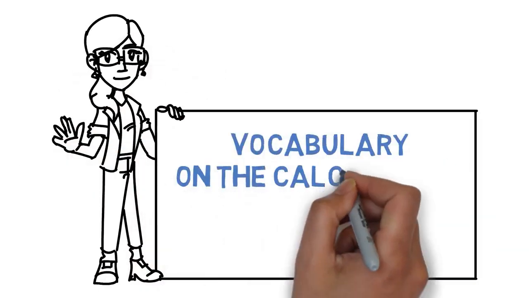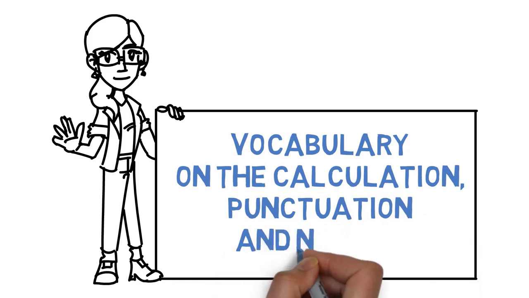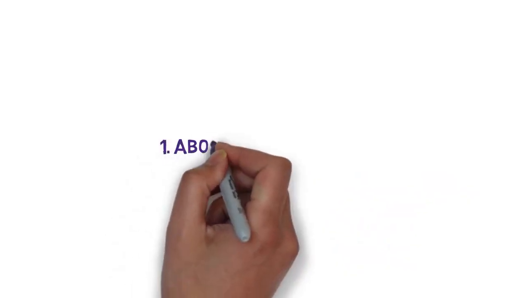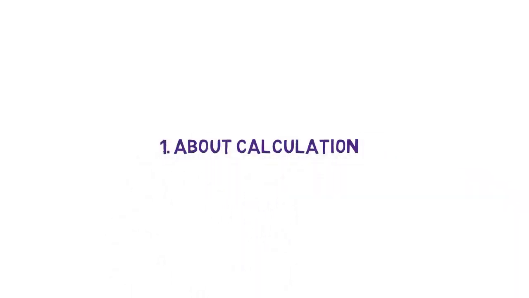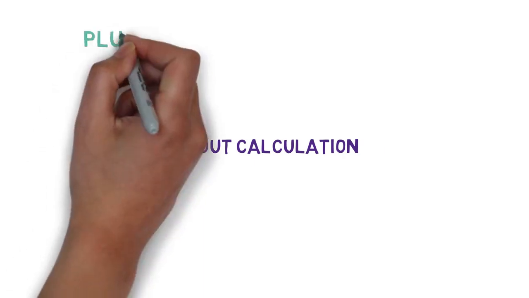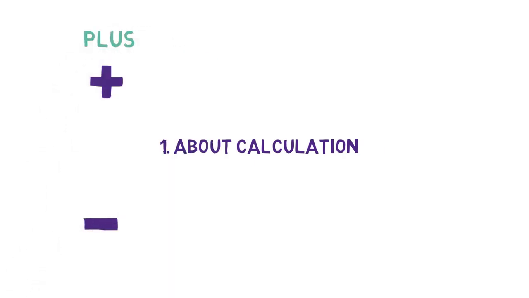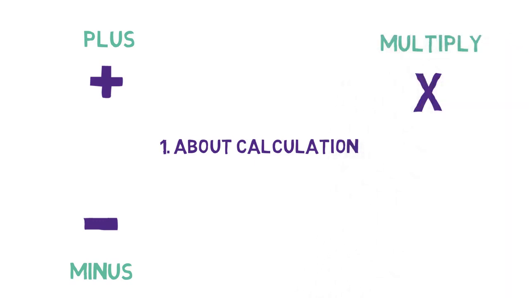Vocabulary under calculation, punctuation, and number. 1. About calculation. Plus. Minus. Multiply. Divide.